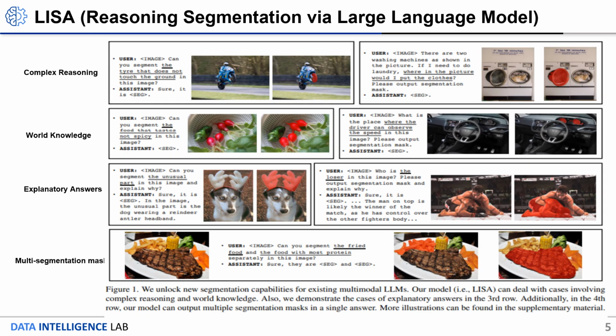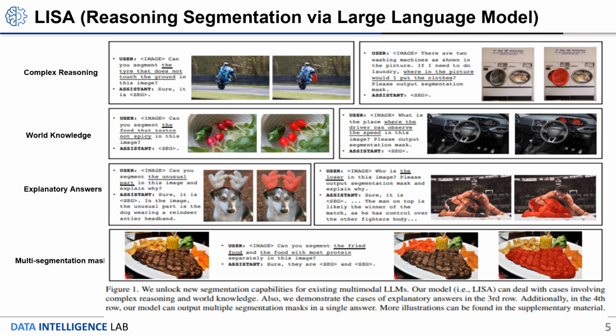Alright, so let's look at some examples here. This slide provides a great visual overview of LISA's capabilities, showing the kinds of complex reasoning segmentation tasks it can handle. So if you're looking at the first picture, the motorcycle, the user has to segment the tire that does not touch the ground. So this is not just finding a tire. It actually requires reasoning about the physical state in the image. Now LISA correctly identifies and segments the raised front wheel.